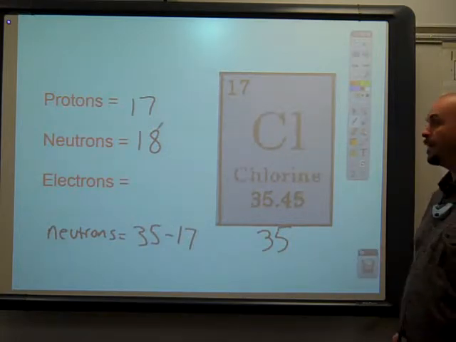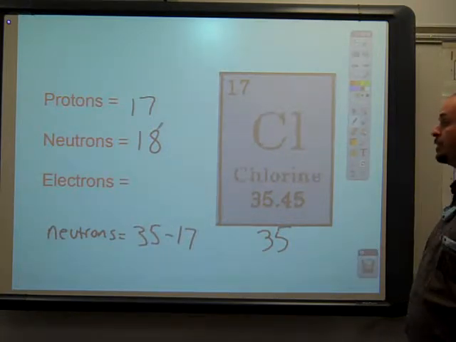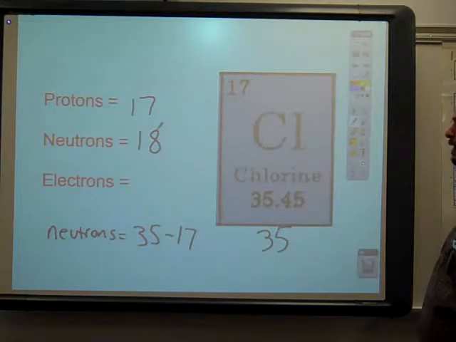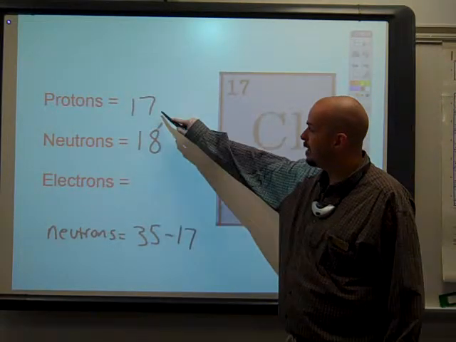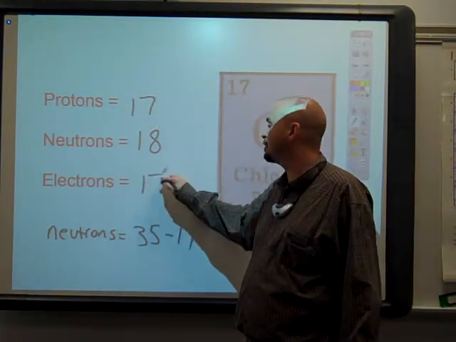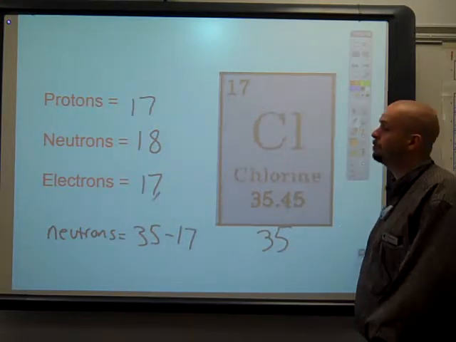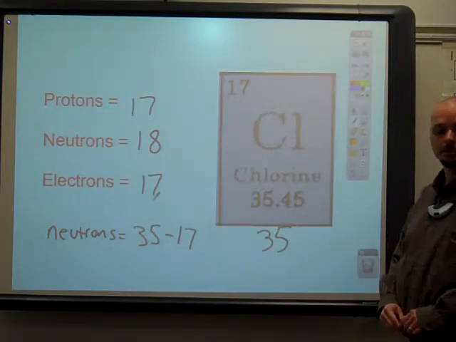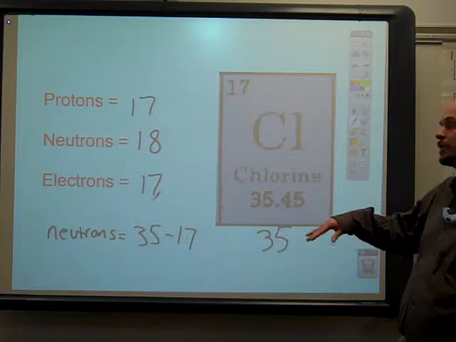And you can do the same on my test, you can do the same on the quizzes, you can do the same on the end of course exam. For our electrons, again, we're going to be the same as the protons because this is assumed to be a neutral atom. 17 positive charges would require 17 negative charges to cancel it out.